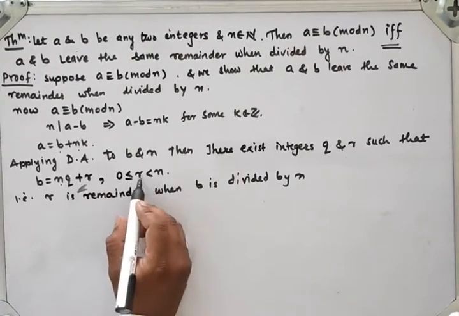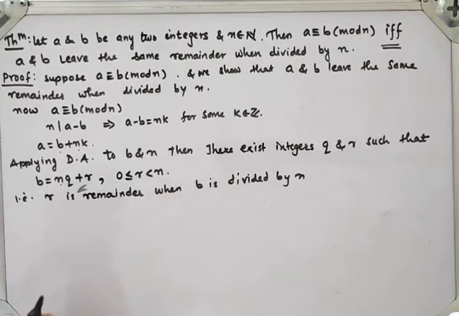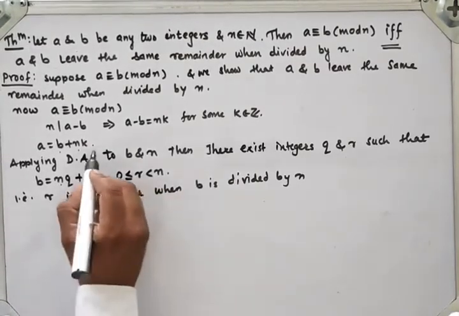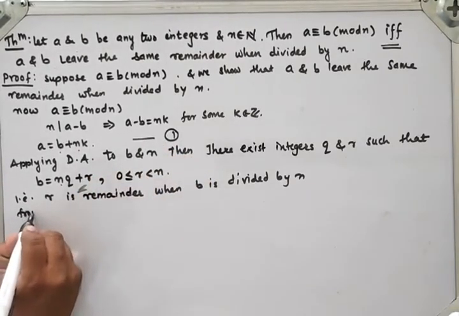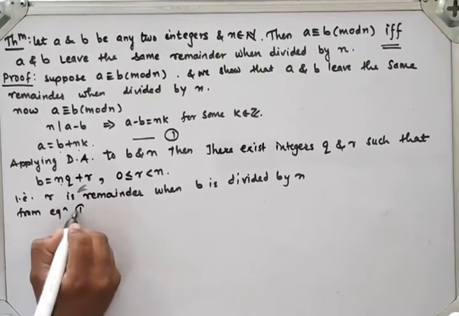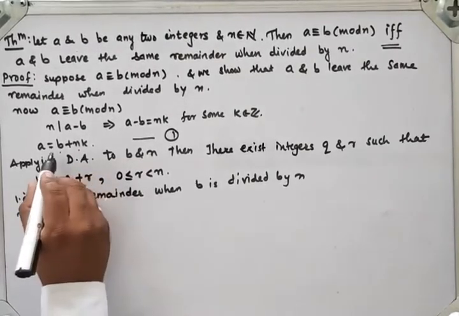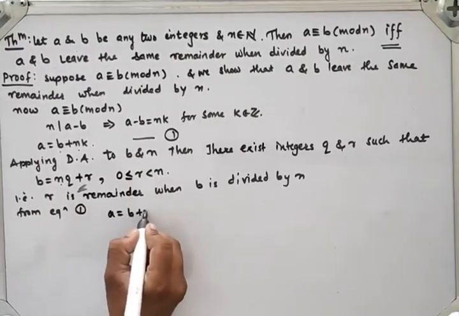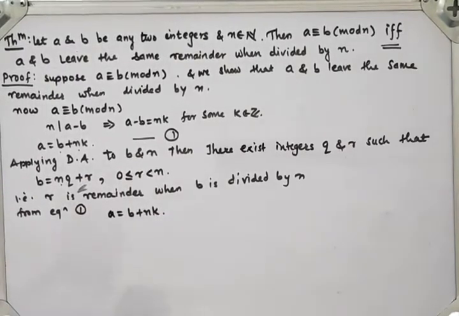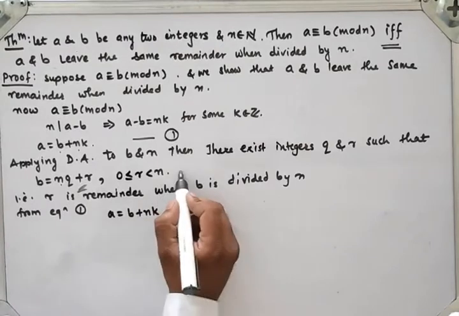So r has the condition 0 ≤ r < n. So I will write this as equation number 1. From equation 1, what do we get? We have a = b + nk. So a is equal to b + n into k.